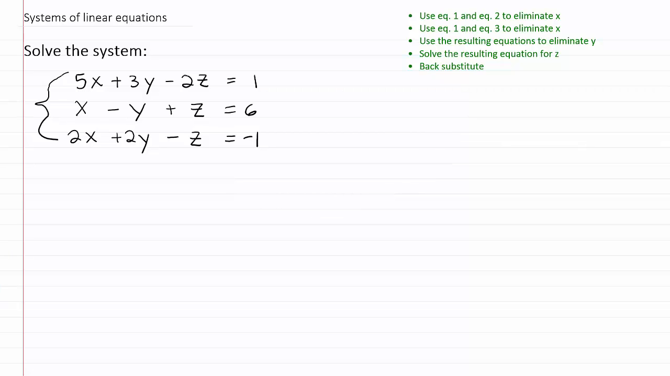We're going to start by doing the first step, which is to use equation 1 and equation 2 to eliminate x. So what you want to do is probably copy down the first equation: 5x plus 3y minus 2z is equal to 1. And then for the second equation, we're going to multiply it by negative 5. The reason we're doing that is because we want the coefficient of x to match the coefficient of x above, but have opposite signs. So for example, I want the second equation here to be minus 5x.